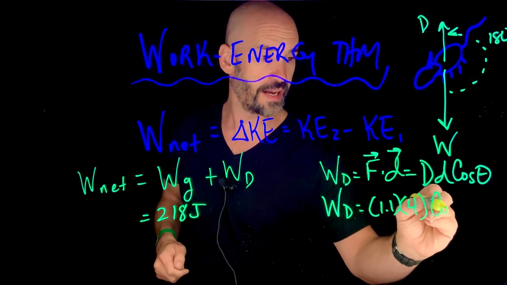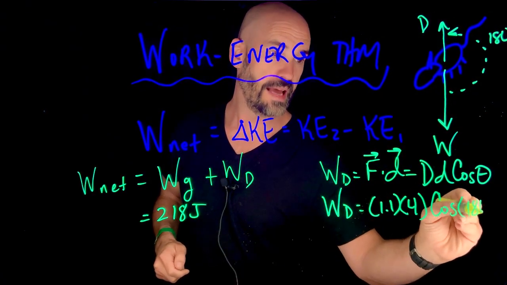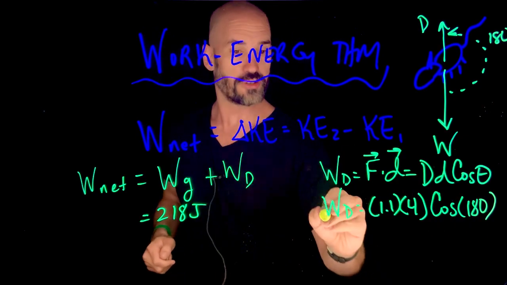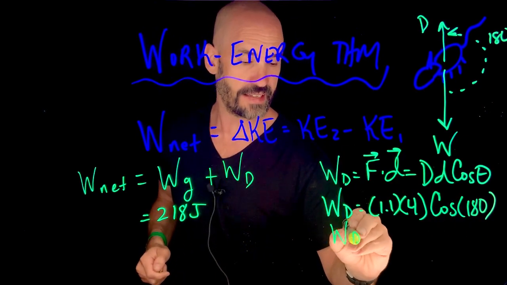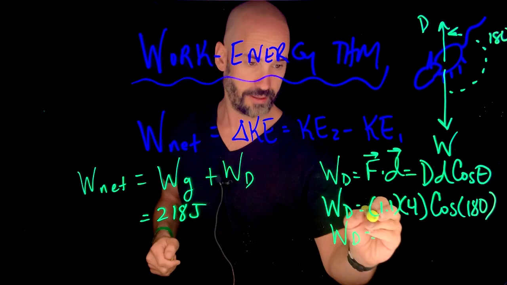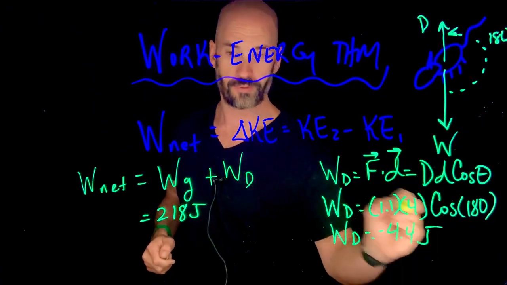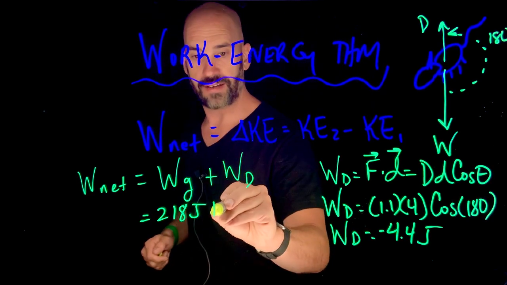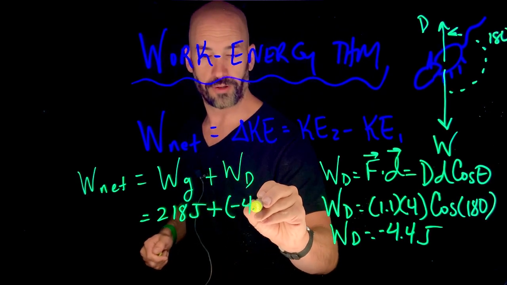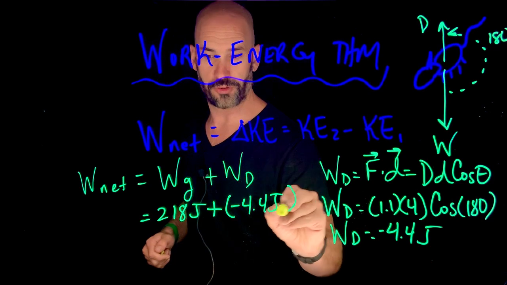times the displacement, which again is 4, right? Times cosine of 180 degrees. And as you guys know, that is negative. So the work due to drag in this case is actually a negative work, becomes negative 4.4 joules again, right? So I want to add that negative 4.4 over here to get 4.4 joules.